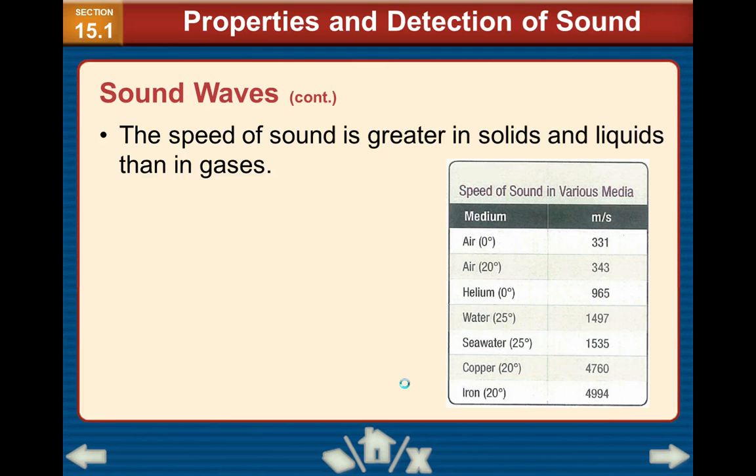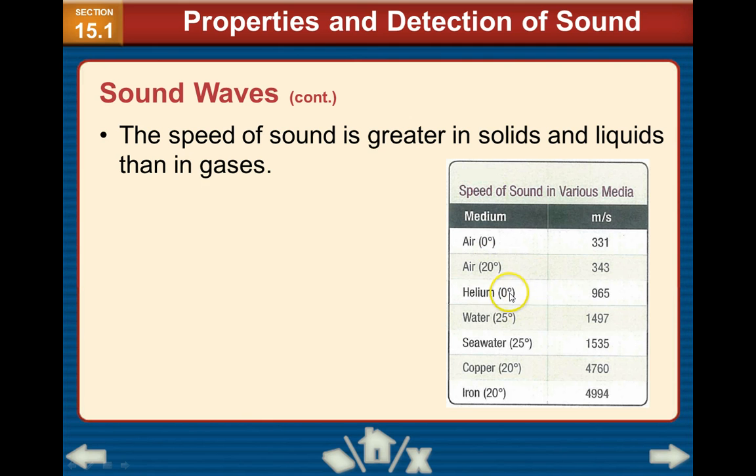Speed of sound is greater in solids and in liquids than in gases. If you're underneath the water, the sound seems to come at you a lot faster. If you have one ear in the water and one above the water and somebody slaps the water, you'll actually hear the sound from the water before you hear the sound in the air.